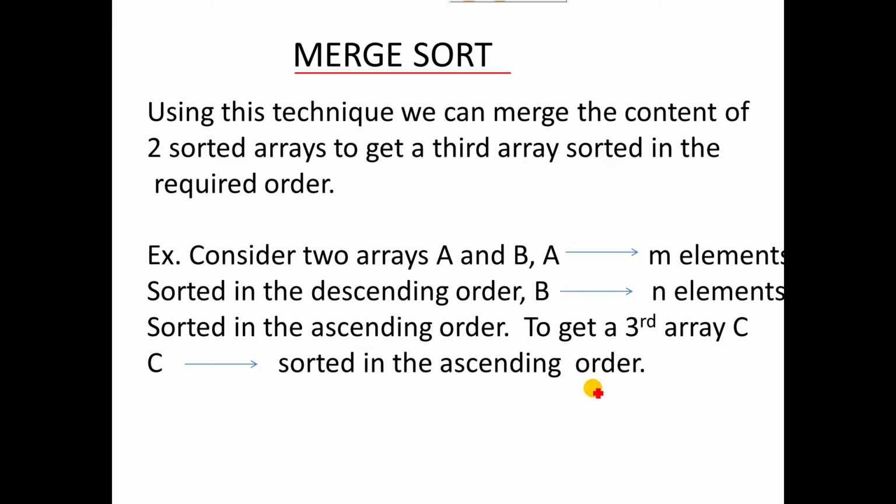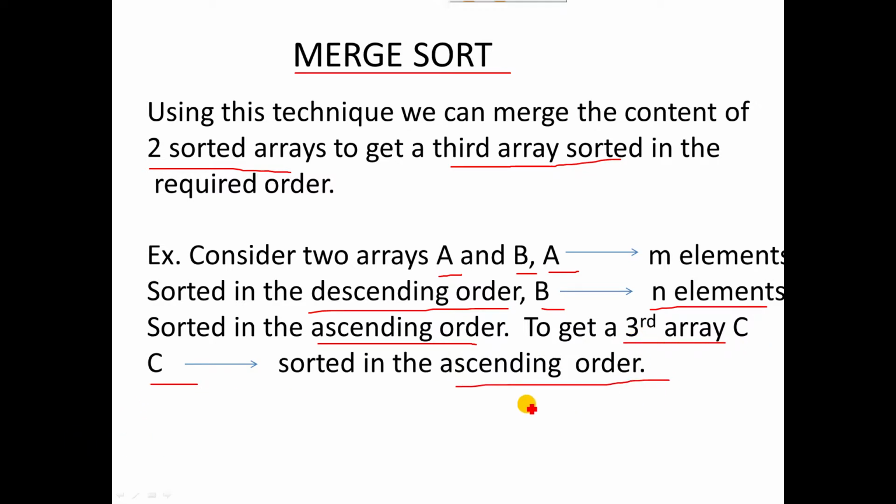Using this technique, we can merge the content of two sorted arrays to get a third array sorted in the required order. Consider two arrays A and B, A with m elements sorted in the descending order, B with n elements sorted in the ascending order. The third array, C, should be sorted in the ascending order. So you have descending, ascending, again ascending. So let us see the program code for this.